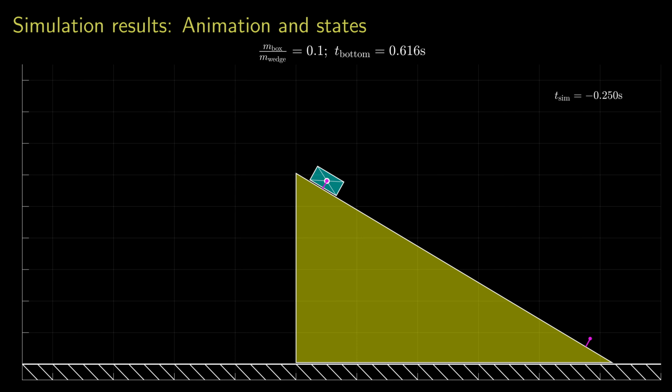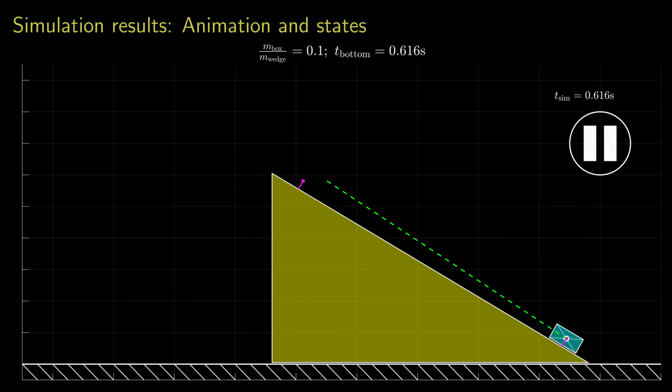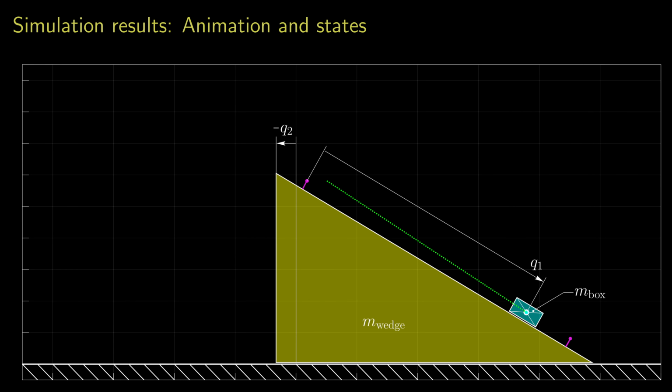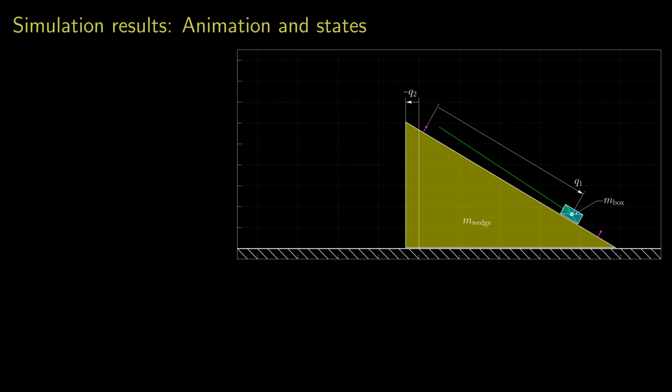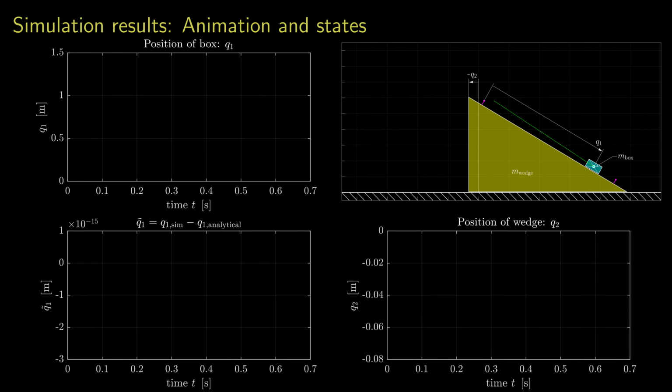Let's check out the results of the simulation. In this first one, the mass of the wedge is 10 times higher than the mass of the box sliding down. As the box slides down, it pushes the wedge back a little bit, as you can see. Let's move the mass back up a bit and put the markings back in for reference before bringing up the static plots. First, the position of the mass Q1 relative to the position of the wedge.